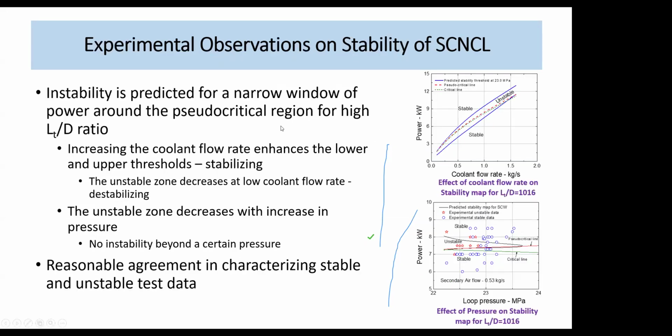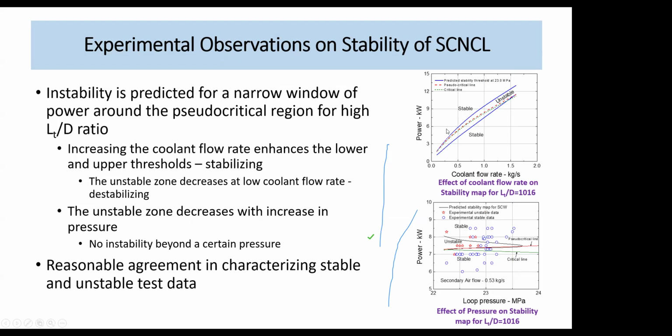And we found, especially in small diameter loops, the unstable region is a very narrow one, and it is around the pseudocritical. So the red line is the pseudocritical line, and the dotted line is the critical line. So you find that it is a very narrow region in which the instability is obtained.